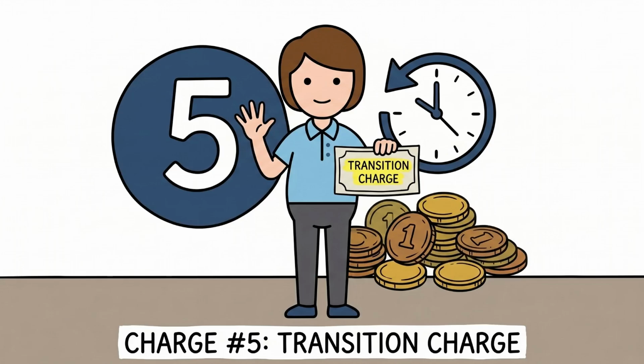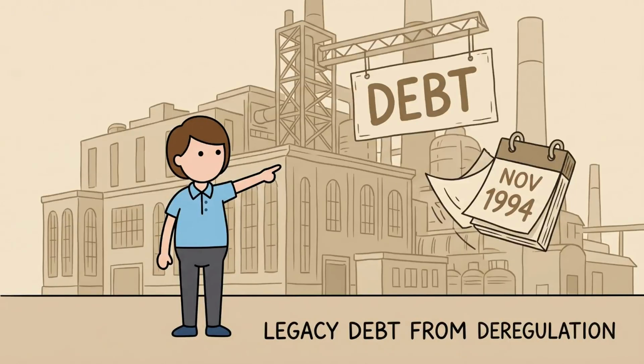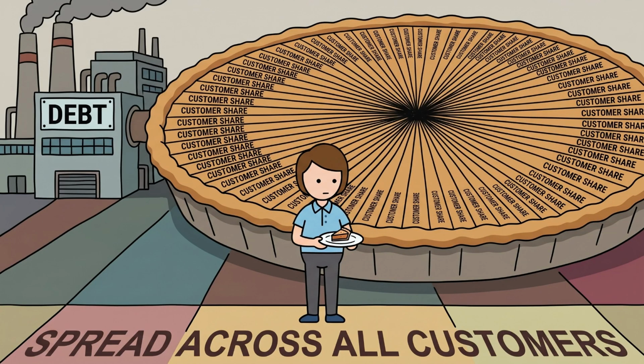Charge number 5 is the transition charge, also called stranded costs or regulatory asset charge. This is a legacy fee from the past. Decades ago, when states deregulated their electricity markets, utilities had already built expensive power plants. They had borrowed money to build those plants, expecting to recover the cost through electricity sales. But deregulation meant customers could choose other suppliers, so the utilities were left with unpaid plant debts. Regulators allowed them to spread that remaining cost across all customers, including you.